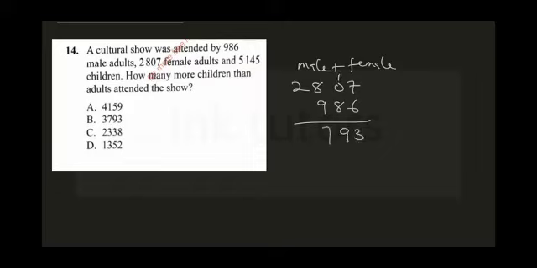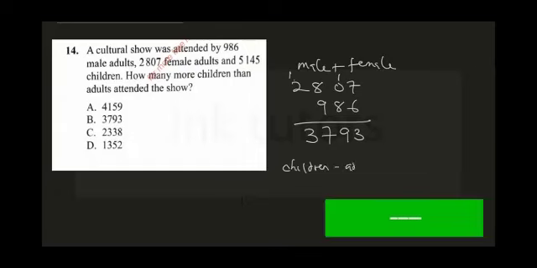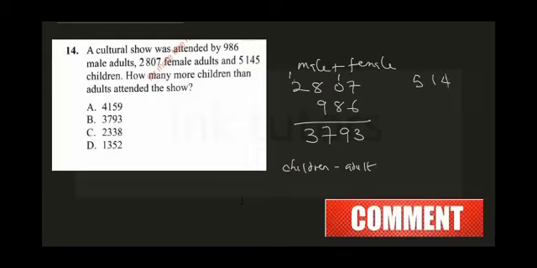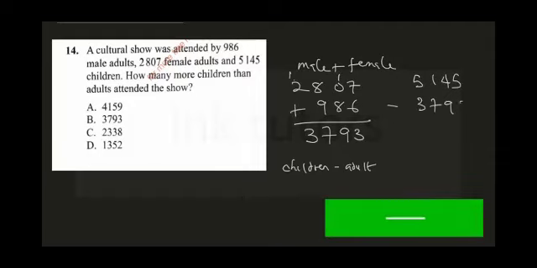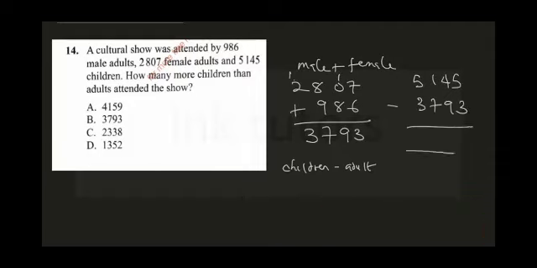8 plus 9 is 17, 7, you carry 1, and this is 3793. Now, to get how many more children attended, it will be children minus adults, and that's going to give us 5145. We're going to subtract. Here was addition. Now here we're going to be subtracting 3793. Now this is going to give us our final answer.